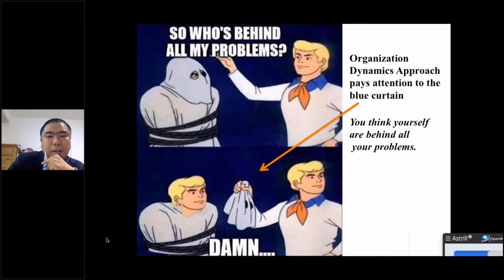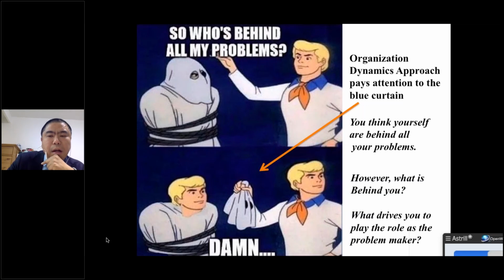A question should be asked. You think yourself are behind all your problems. However, what is behind you? What drives you to play the role of a problem maker? It is all about organization dynamics.